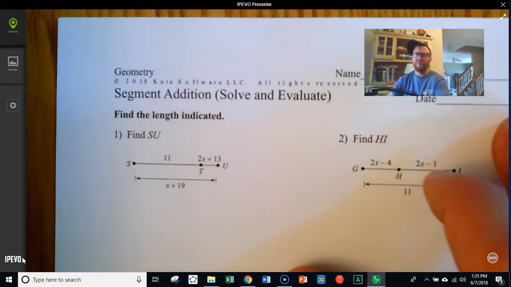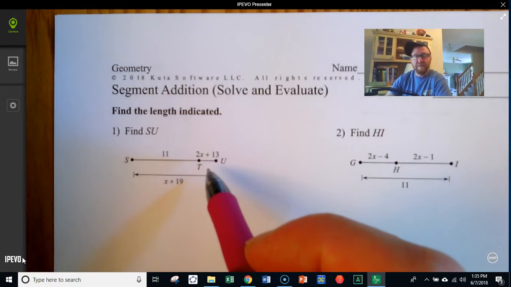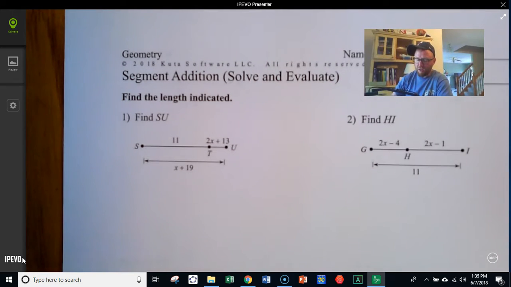Now, we use that to set up and solve equations. We're going to do pretty much the same thing here, except after we're done solving the equation, we're going to go back in and substitute into one of the expressions to get an actual length, which we actually did before to check our answers. Alright, so let's take a look here.